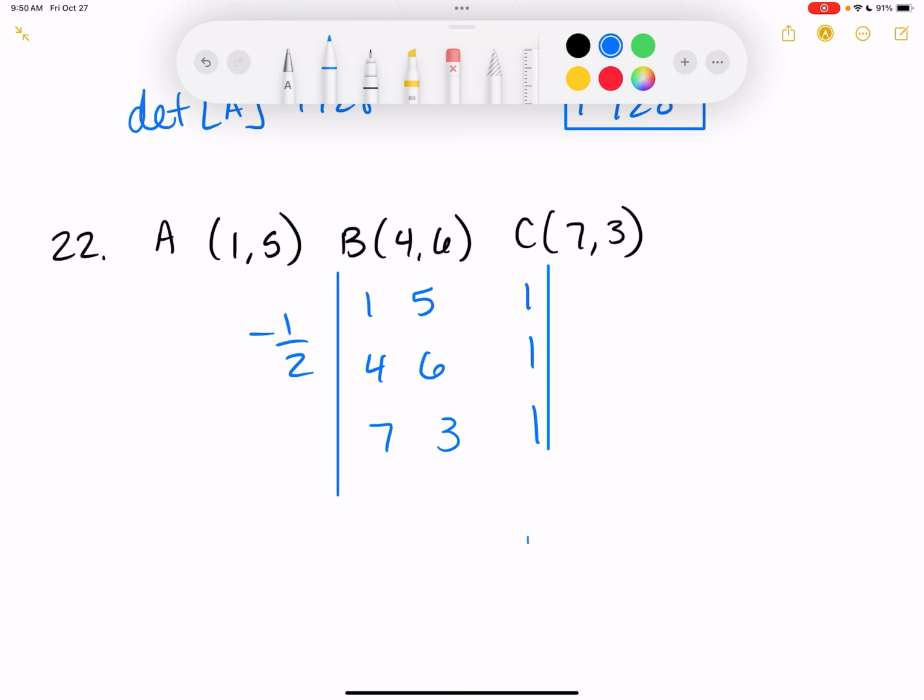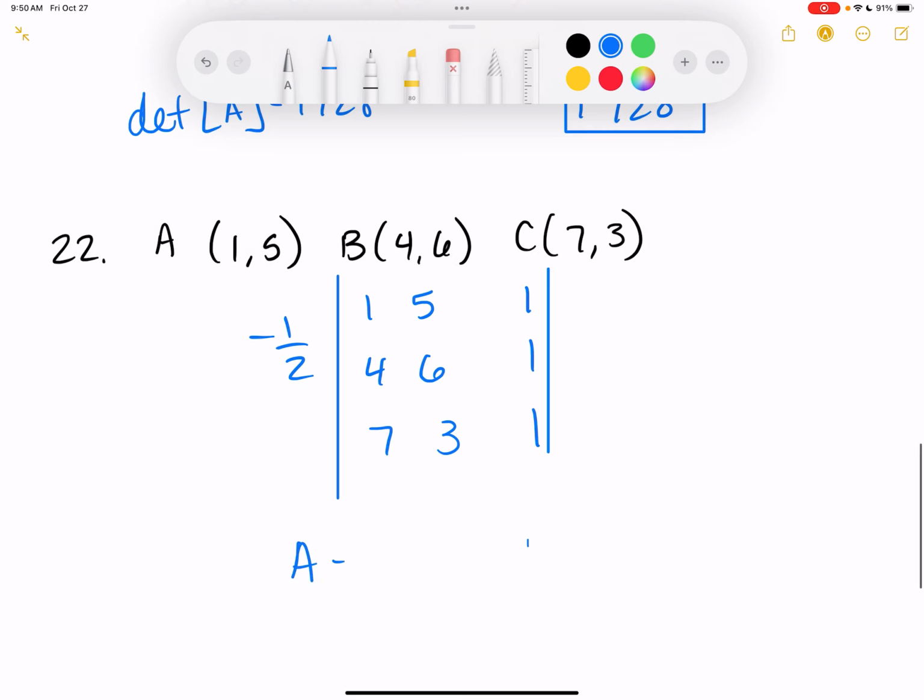I got negative 12 for my determinant. Yes. So I should now take half of that, but negative half, so it's going to become positive 6. Okay, that's actually kind of cool. Did you type it in? Yes. Did you take the determinant? No. I didn't. I'm sorry. So the area is that.